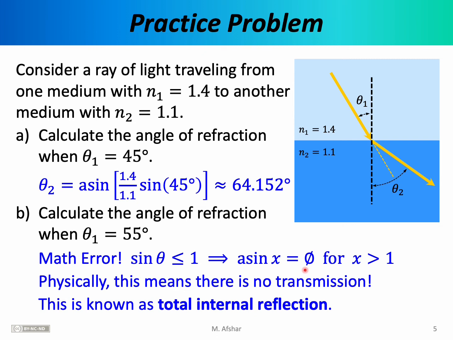Physically, what this means is that there is no transmission. In other words, if an incident beam comes in at an angle of 45 degrees, there will be some transmission, but if the angle is 55 degrees, then there will be no transmission. Transmission or refraction, in this case, are simply not possible. What that means is that the entire wave will be reflected. This type of reflection is referred to as total internal reflection. The reflection is internal because the beam stays in the original medium, and it's total, meaning that 100% of the incident beam is reflected and none is transmitted.